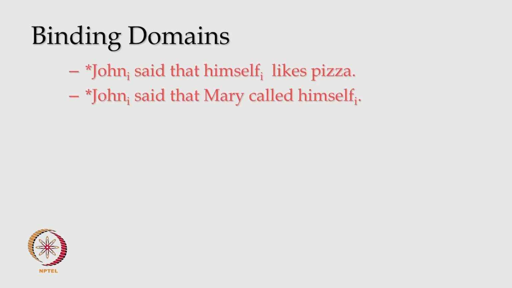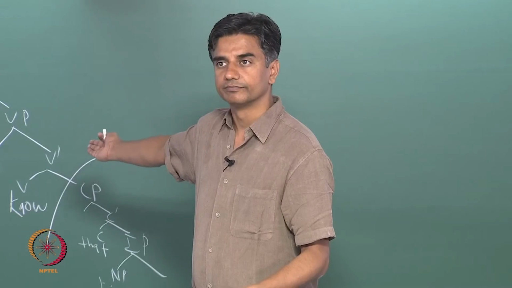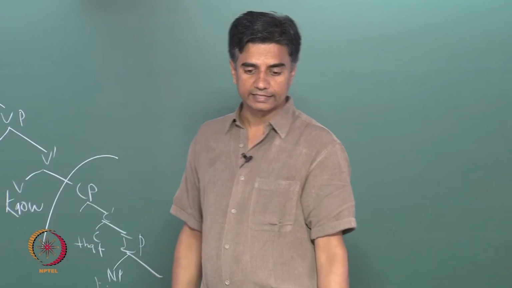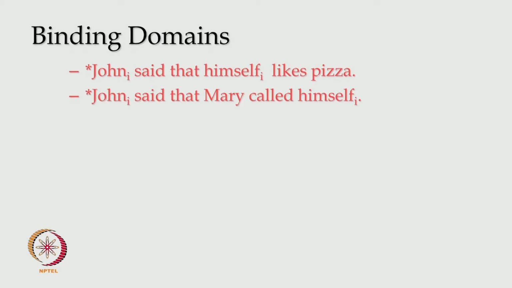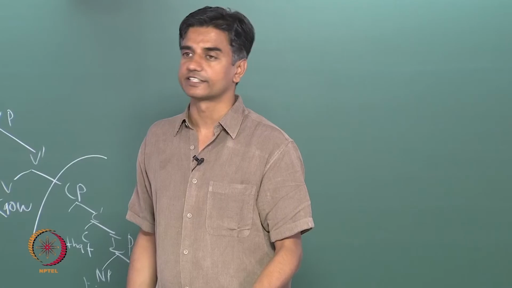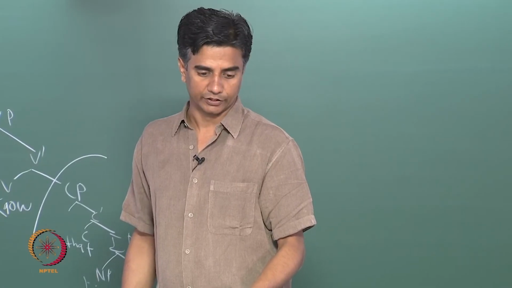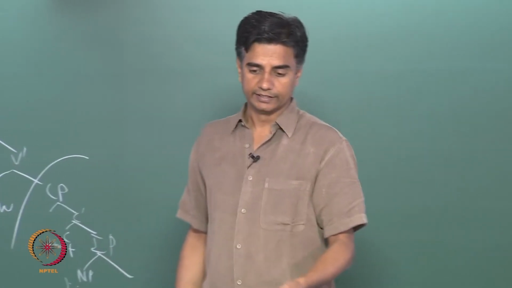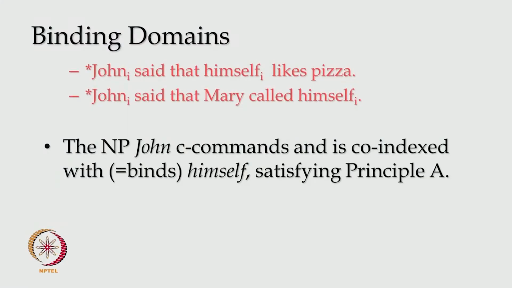And this is the point that I raised, that John said that himself likes pizza is not good because it's not in the c-commanding domain. John said that Mary called himself is not good again because the antecedent doesn't c-command the reflexive; they are not in the same domain. I wrote this thing. I hope you understand what it means.